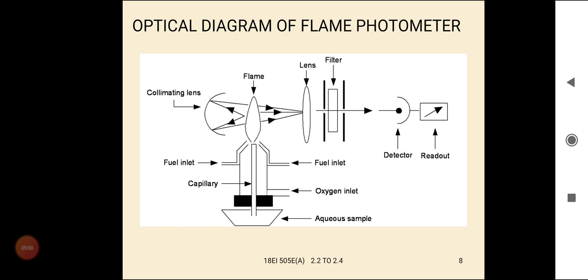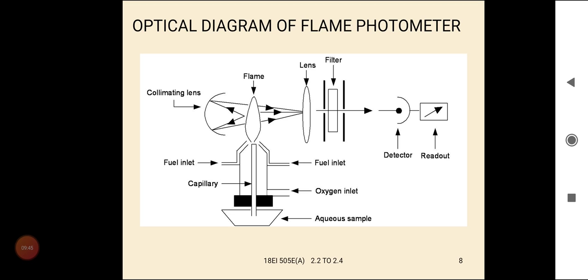An aqueous sample whose concentration is to be found out is prepared and connected to the capillary tube. The oxygen inlet carries this sample into the burner. The burner receives the fuel inlet, acetylene or propylene, and the aerosol of sample, small particles of sample, will burn in the flame.